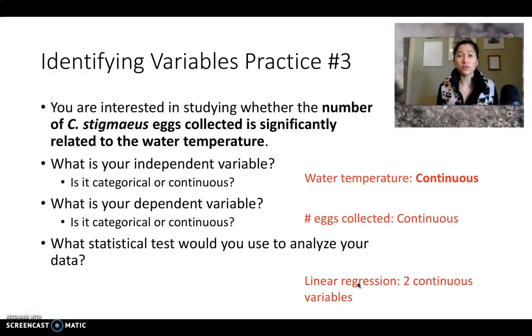So that is the different examples I wanted to walk through. Hopefully that gives you some better insight into how you should be thinking about these when you're coming up with your own research question and identifying the variables. But of course, if you still have questions, let me know.